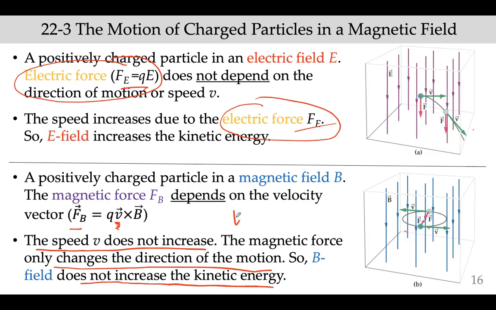And remember, kinetic energy is 1/2 m speed squared. Because the speed is not changing when there's magnetic force, only the direction of the velocity changes. And because speed is constant, kinetic energy is constant in the presence of magnetic force.